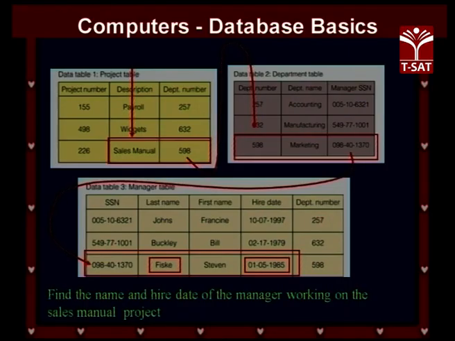Find the name and hiring date of the manager working on the salary manual project. How is this identified? This is identified by the unique ID. Here in this case, department number is one unique ID. Based on the department number, it would be identified.